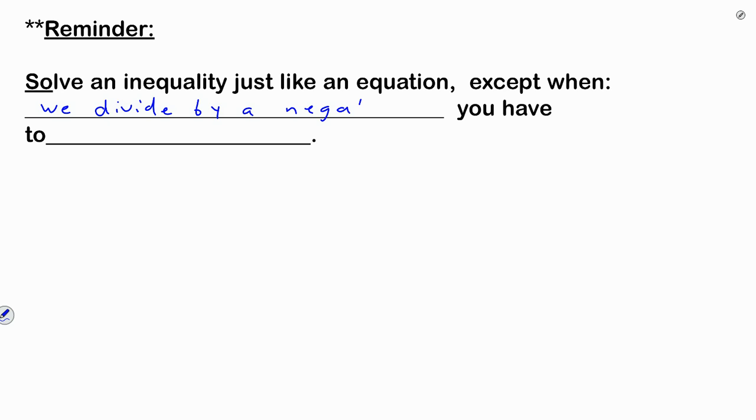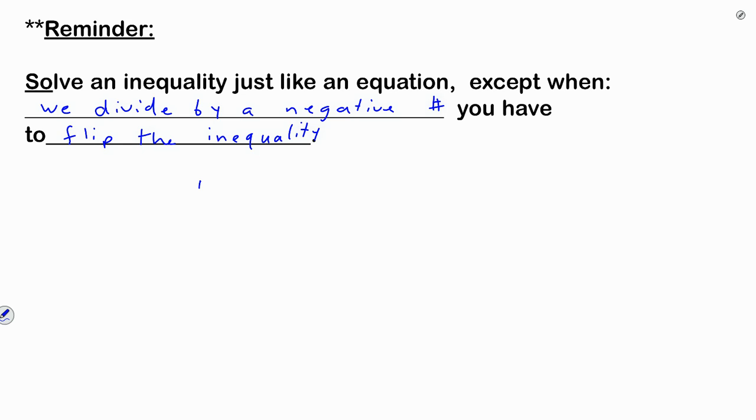When we divide by a negative number, you have to flip the inequality sign. So if it was a greater than, it needs to flip to be a less than. And let me show you why.